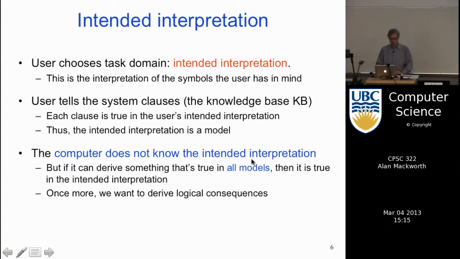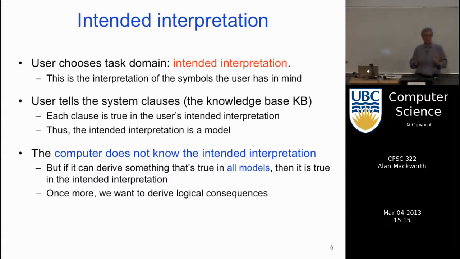The computer doesn't know the intended interpretation. But if the computer knows, in scare quotes, how to derive what's true in all models, since the intended interpretation is a model, what's true in all models must be true in every single model, therefore it's true in the intended interpretation. So because you've got this proof procedure that can derive what's true in all models, you can be sure that it'll be true in your intended interpretation, because the intended interpretation is a model. It's a model because you make sure that the clauses you tell it in the theory are true, right?